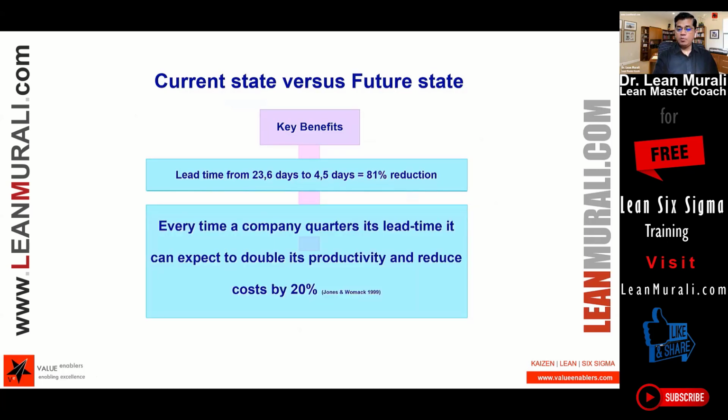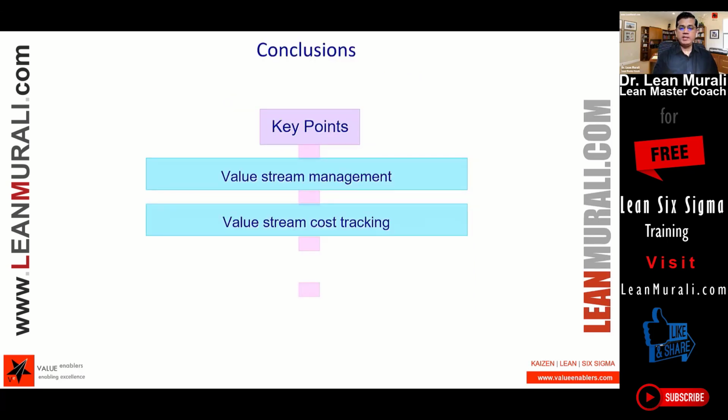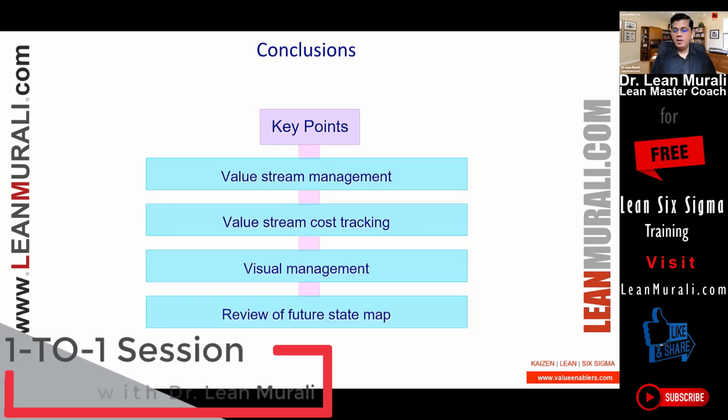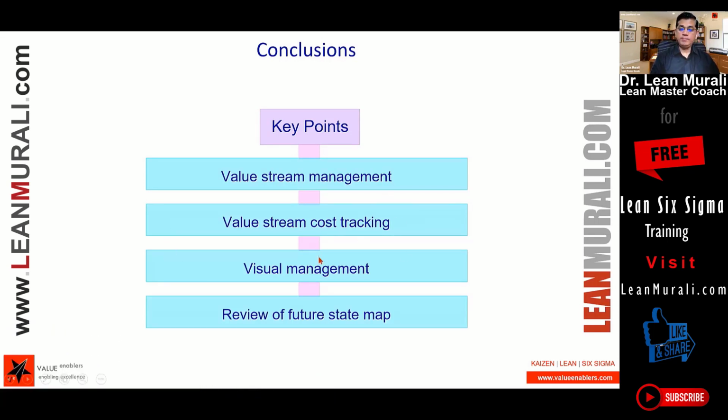Every time a company quarters its lead time, it can expect to double its productivity and reduce the cost by 20%. It's what James Womack said in his book. So the key points are value stream management, value stream cost tracking, and visual management, and review of the future state mapping. The cost tracking is also important. How much cost we will incur when we transition from current state to the future state, and what visual management we will put in. And the value stream manager: in lean terminology, there is no plant manager. If there are 3 product families, there will be 3 value stream managers.